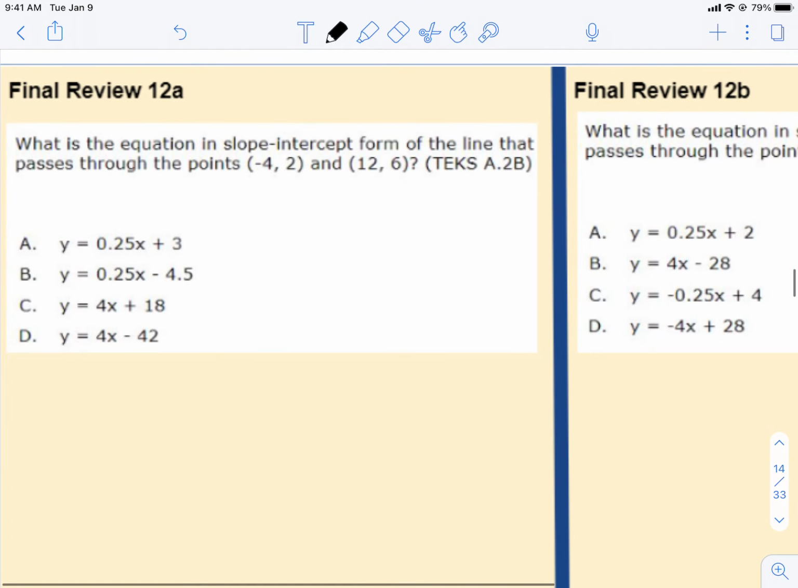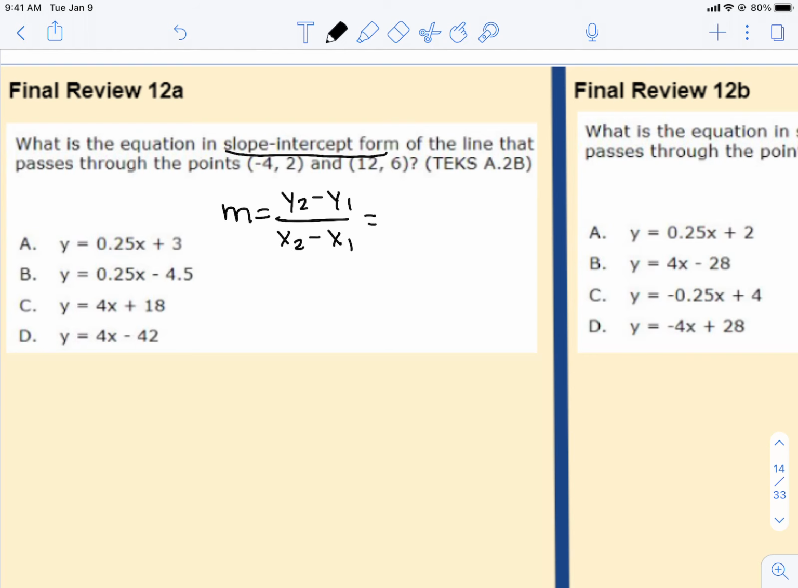So the equation in slope-intercept form of the line that passes through the points (-4, 2) and (12, 6). I want it in slope-intercept form, so I need to find the slope. So I have m equals y sub 2 minus y sub 1 over x sub 2 minus x sub 1. I'm going to plug it in. So I have 6 minus 2 over 12 minus a -4.